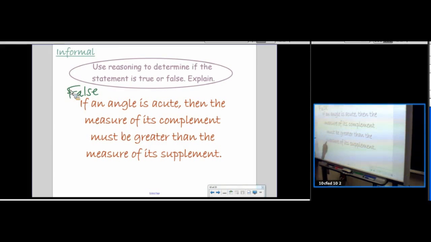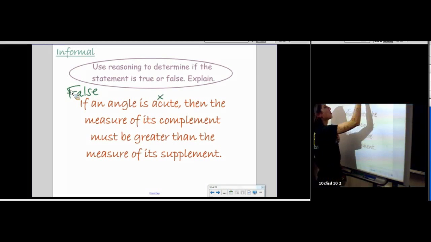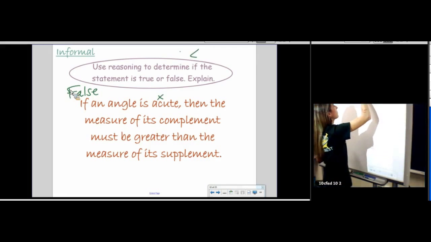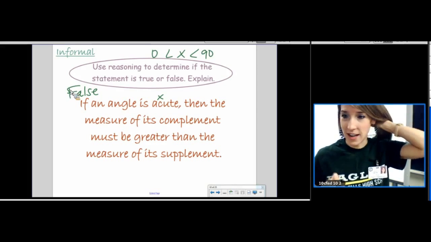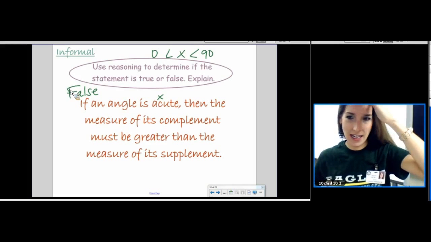So if an angle is acute, we're going to name that x again. And remember, if it's acute, x needs to be less than 90 and greater than 0. Not equal to 90, right? Because if it's equal to 90, it doesn't have a complement.